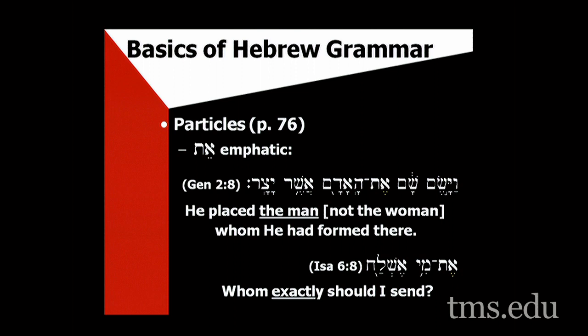It's emphatic. You want to preach a sermon on missions from Isaiah 6? Get it right. Get the emphasis right. Whom exactly should I send? Whom in the world should I send? The idea is, all right, someone has to be sent. Who's it going to be? Let's identify that individual or individuals.